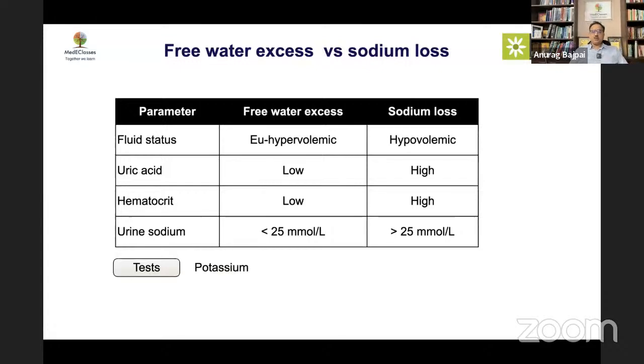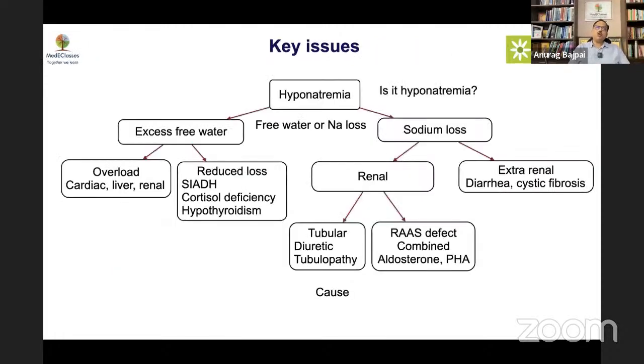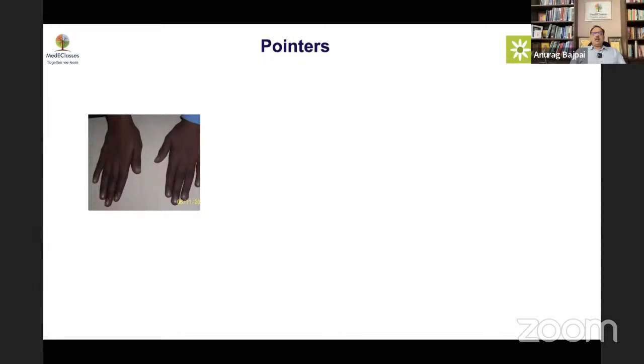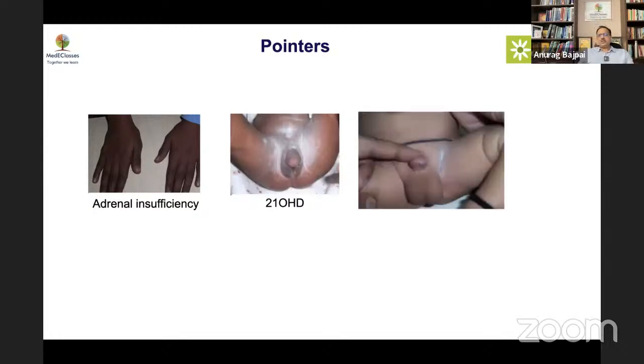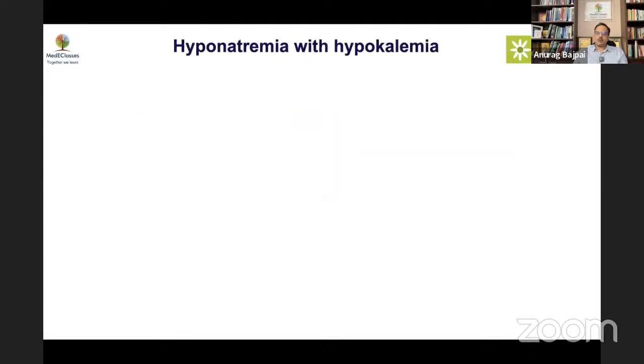Tests, as I discussed, potassium, uric acid, and urinary sodium will really give you a diagnosis in that scenario. We would not need aldosterone or further tests in the initial phase. So we need to go step by step. Now, what is the cause of hyponatremia? Look at clinical pointers. Pigmentation will indicate adrenal insufficiency. DSD will suggest 21-hydroxylase deficiency. Micropenis is a pointer of multiple pituitary hormone deficiency. So clinical examination becomes important.